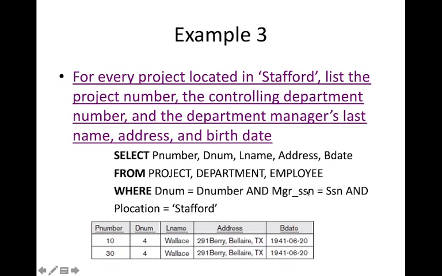Okay, so this is the resultant table. We will list out P num, D num, last name, address, and birth date. So this is the information. The two projects are located at Stafford, and this is the last name of the person who is the department manager.